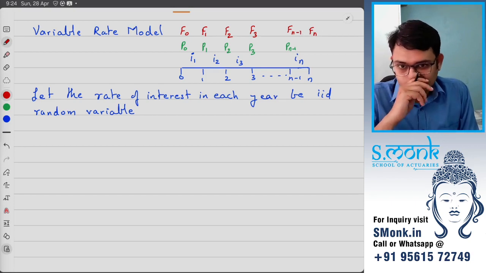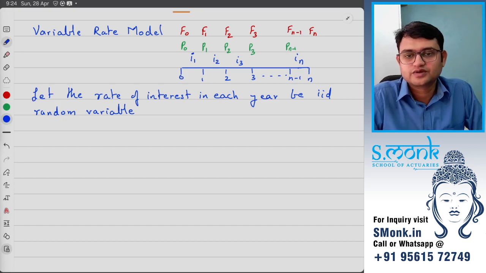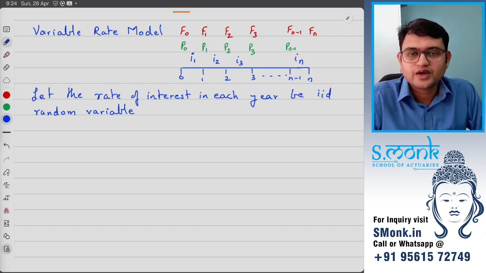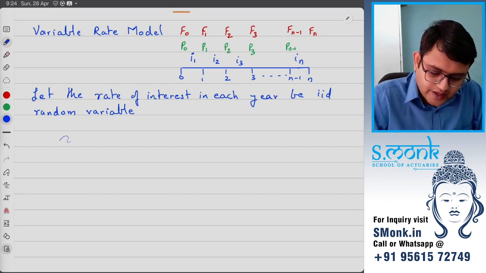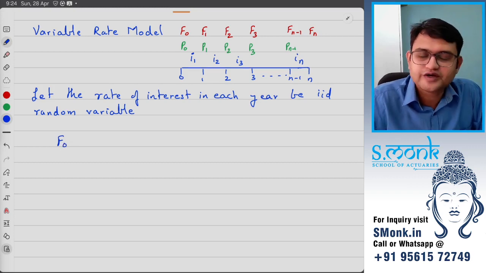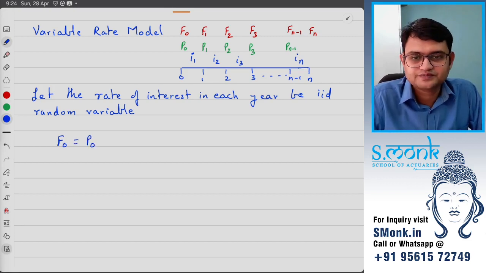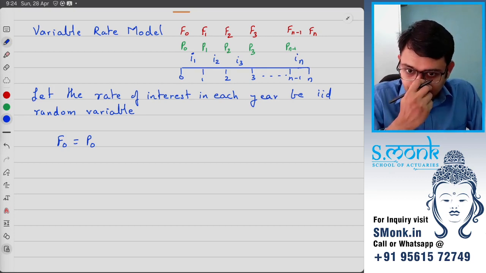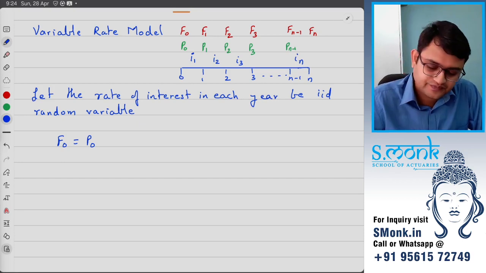How do I model this? I would say fund at time 1, or let's say I'll start from fund 0. Fund 0 is nothing but the amount that I invested at time 0. At time 0 I invested P0, and that is the fund that I have at time 0.